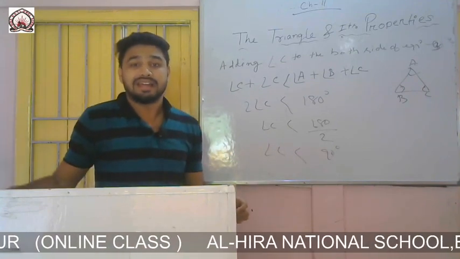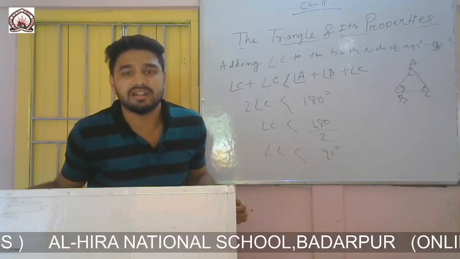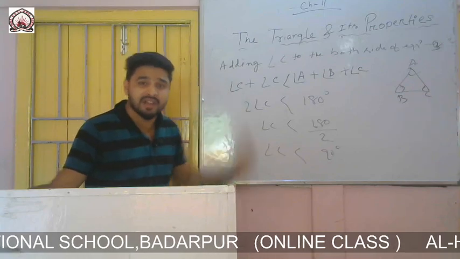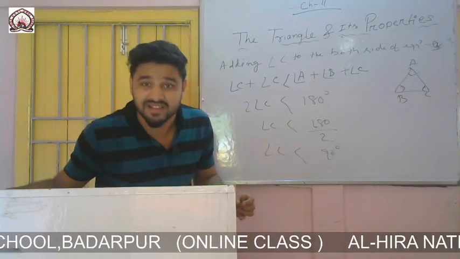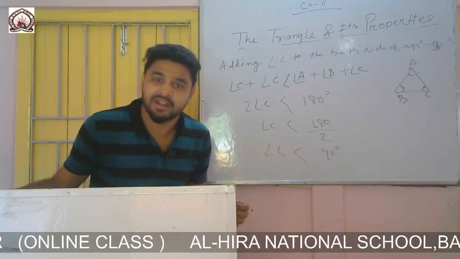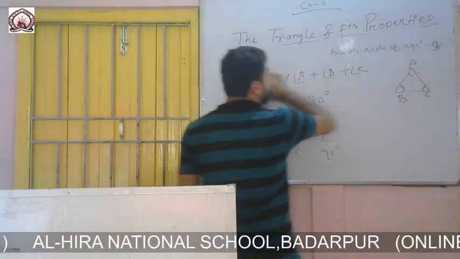So if any angle is less than 90 degree, then we call it what? Acute angle. So in this case we have seen that all the 3 angles are less than 90 degree. So we can say that the triangle is an acute angled triangle. So write the answer.